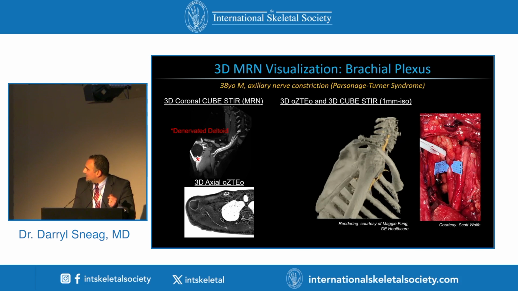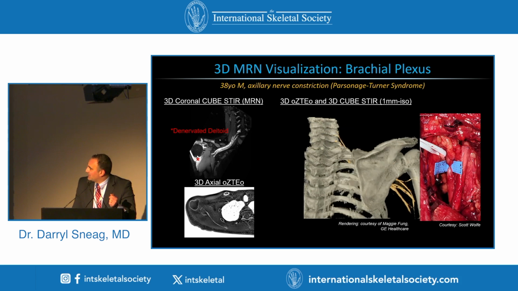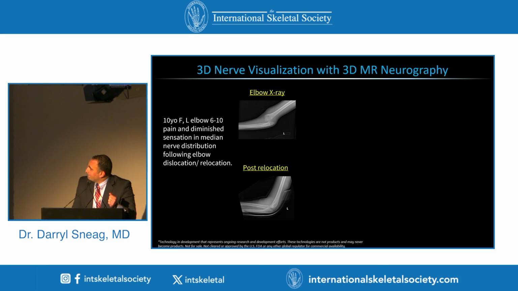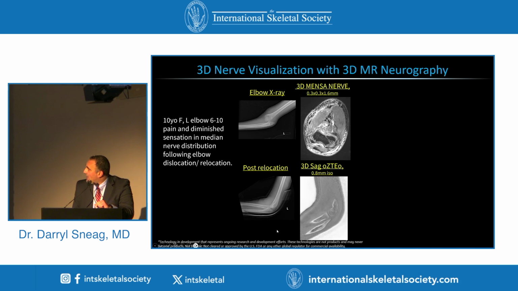And here's just an example of that axillary nerve hourglass constriction provided by an intraoperative photograph. This is one of my last cases. This is a 10-year-old girl. She had pain and diminished sensation in the median nerve distribution following elbow dislocation and relocation. So here, obvious elbow dislocation, relocated, had median nerve symptoms. We acquired a MENSA sequence.